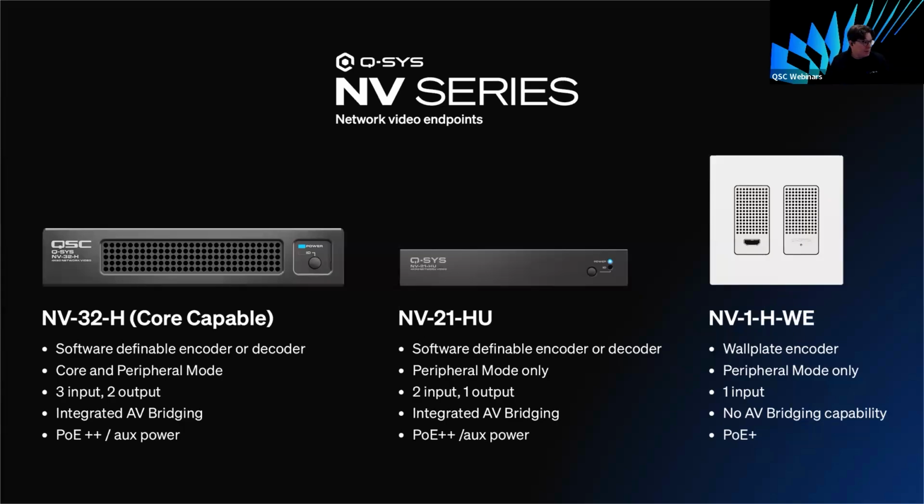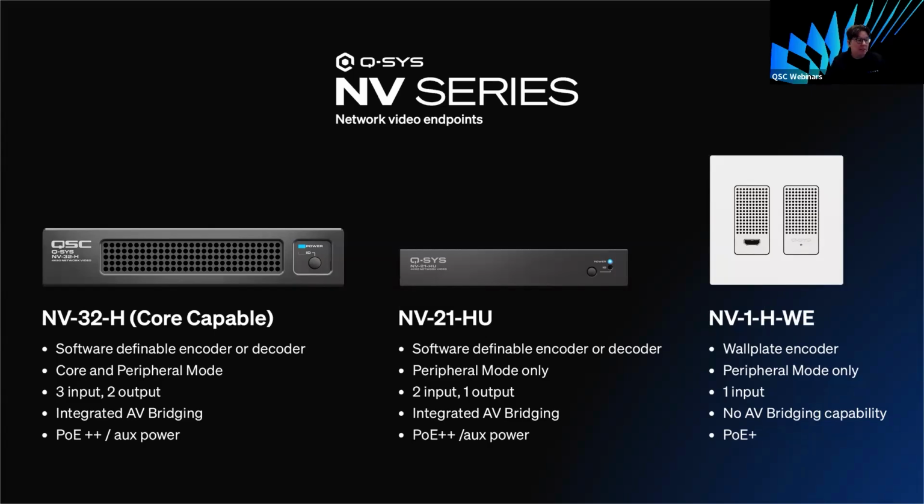Those three products we just talked about. The NV32H, still one of my favorite parts that Q-SYS makes in the world of conferencing especially. It can be a core, 3 input, 2 output HDMI switcher, has integrated AV bridging. So lots of capabilities in a really small box. Requires PoE++. As we all know, that 90 watts can be sometimes expensive to provide, but for what you get, this is kind of the Swiss Army knife of AV boxes and video boxes.